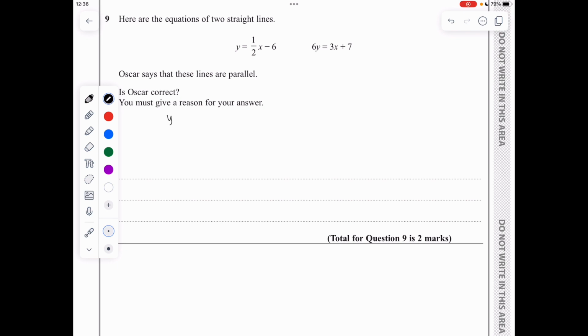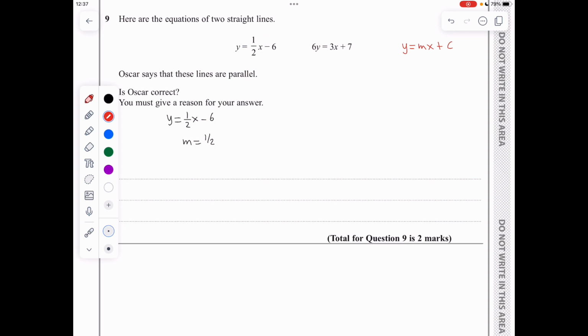So for the line with the equation y is a half x minus 6, we know that the gradient is a half. This is because any line that has an equation of the form y equals mx plus c, then we know that the gradient is the value of m. So this was in the required form, so I can immediately spot that the gradient is a half.